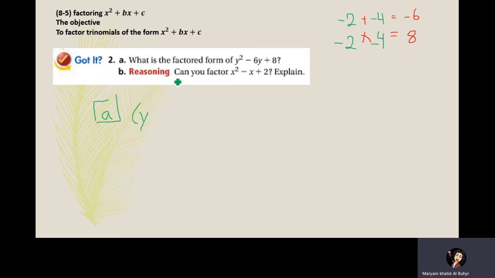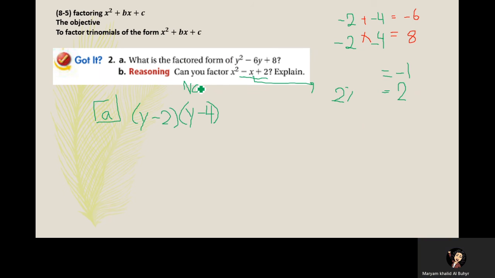So immediately the answer for A will be y minus 2, y minus 4. For B, can you factor this one? Can you think about numbers? Once you add them, you will get this one. Once you multiply them, you will get this one. Can you do that? The answer until now is no. You cannot answer this question until now.